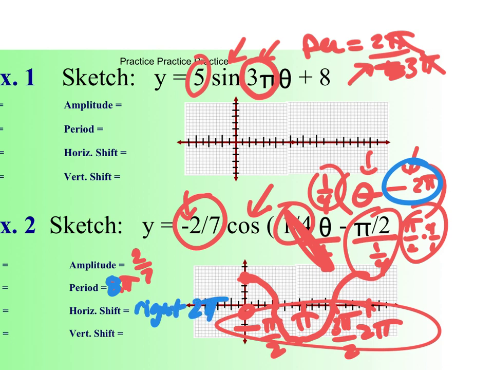And the vertical shift, there is none. It would have been outside of the parentheses. It would have been a number out here, like in this other problem. This one doesn't have a vertical shift because there was nothing on the outside there. All right, so that's a superpower review, 4 minutes of the old stuff.